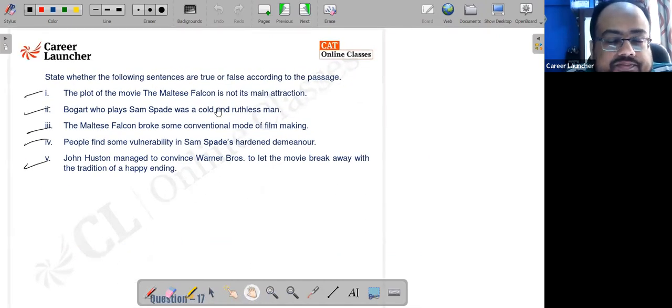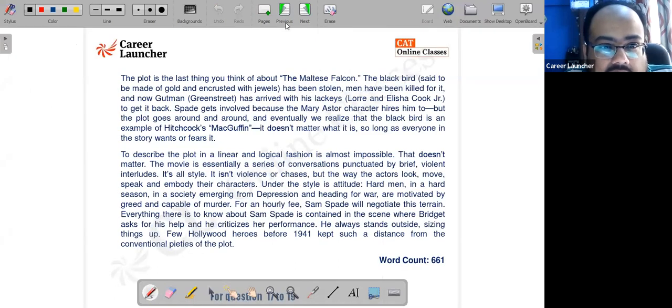Okay, let's discuss this. All of you, let's discuss this. That was around 5.5 odd minutes. The first one says the plot of the movie The Maltese Falcon is not its main attraction. This is true. Where am I getting this from? I'm getting this from here. It says the plot is the last thing you think of about the Maltese Falcon. So the plot is not the main attraction, so that one is true.